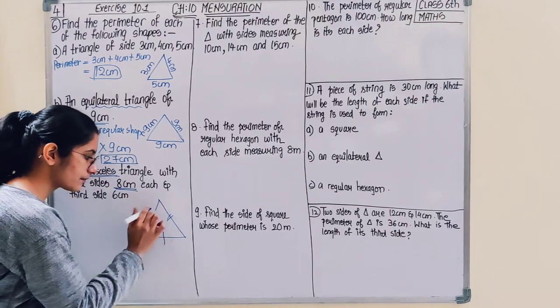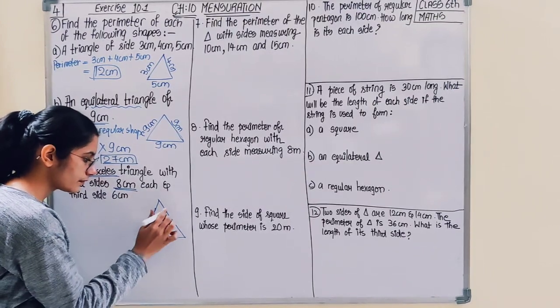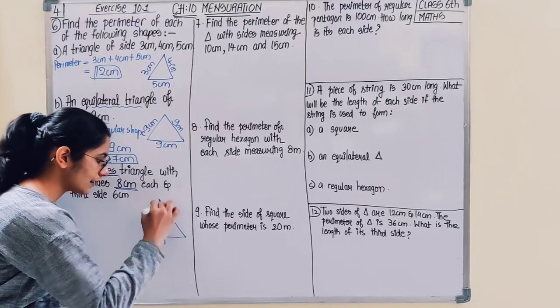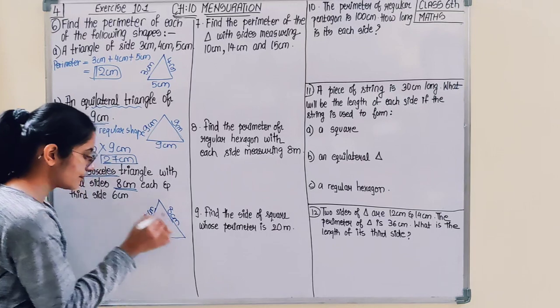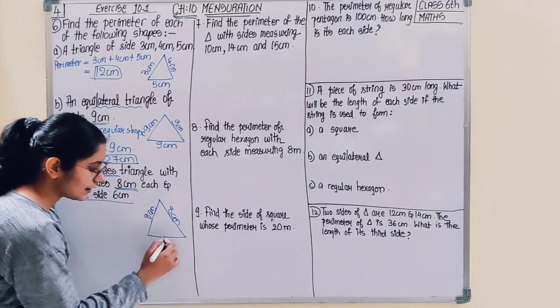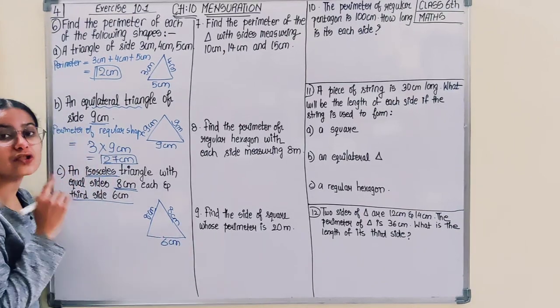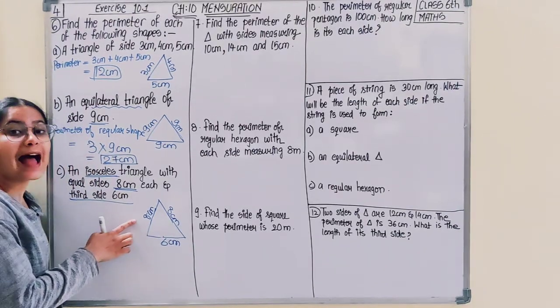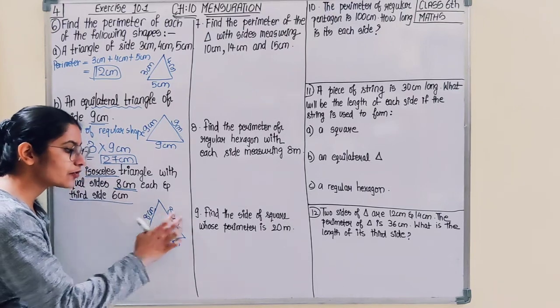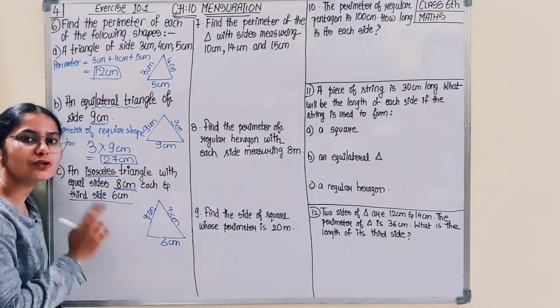Equal sides are of length 8 cm. That means this side and this side both are 8 cm. And the third side is 6 cm. Are you getting it? Isosceles triangle means the triangle having two sides equal and the third side is different from the length of those two sides.